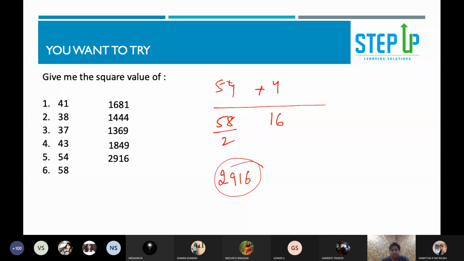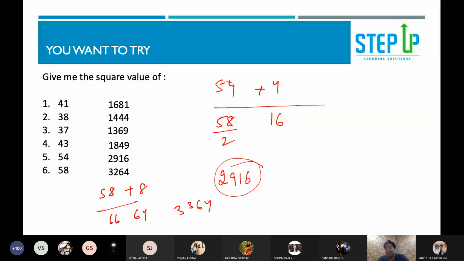For 58, have I made a mistake? Is the answer 3364 or 3264? 3364. Okay, 58 plus 8 is how much? 66. Oh, I've made this mistake here. Sorry, my bad. The answer is 3364. Yes, I have to correct that. By mistake, I wrote 3264.